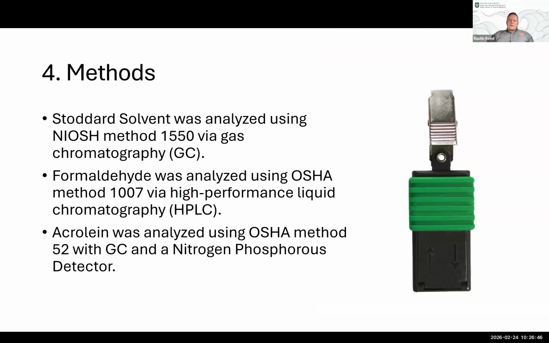I don't want to dive too much into detail here, but we use passive badges, so it's a much easier way of measuring. You just get these little clips. I had three different types: one for the solvent, one for formaldehyde, one for acrolein, and you just clip it on the worker's lapel or somewhere on their collar. That one's really easy. It's not always that easy. Anyway, so those are the methods that I used.